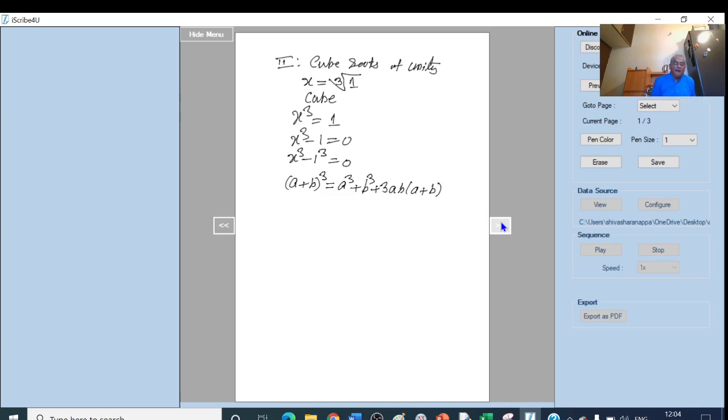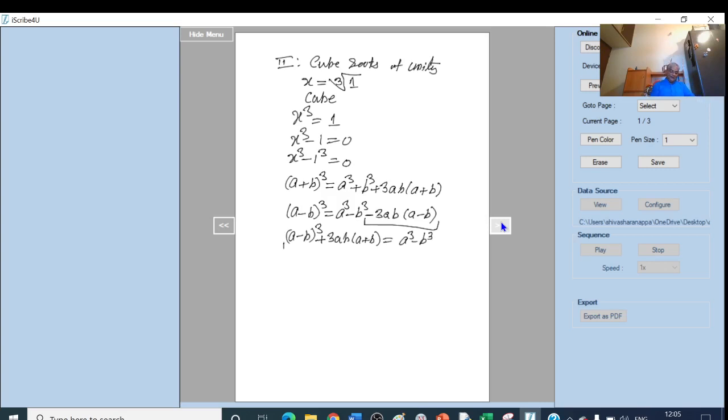And if I replace b by minus b, what we get is a minus b whole cube equal to a cube. We are replacing b by minus b. This becomes minus b cube. And this becomes minus 3ab into bracket a minus b, or a minus b whole cube. Taking this term to the left hand side, this becomes plus 3ab into bracket a plus b is equal to a cube minus b cube.